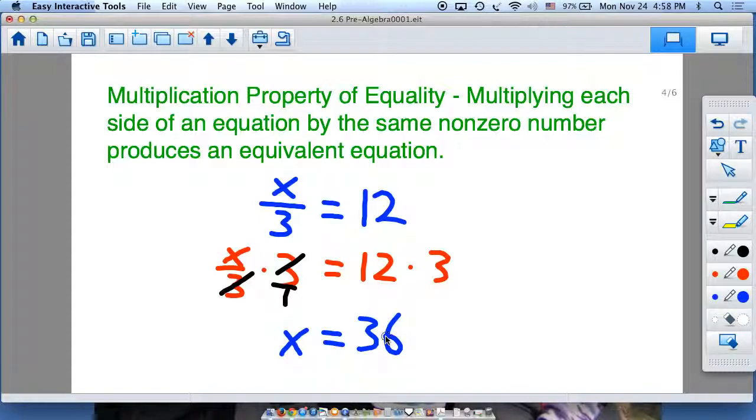Once we get that answer of 36, we can always substitute that 36 in where x is. So if I rewrite that equation, 36 divided by 3 equals 12, the left side of our equation should equal the right side. We know 3 goes into 3 one time, and 3 goes into 6 twice. So 12 equals 12. Check. We know we got it correct.